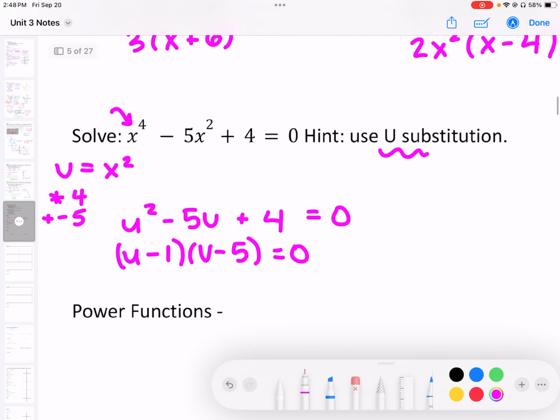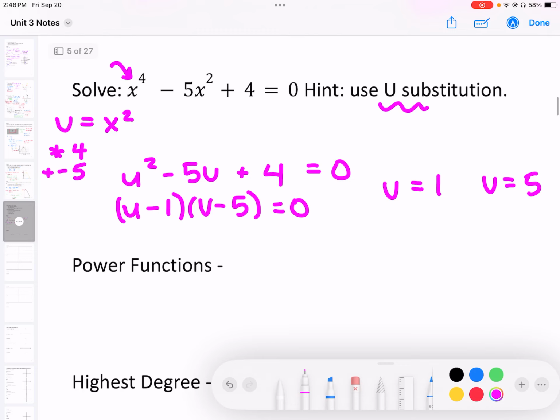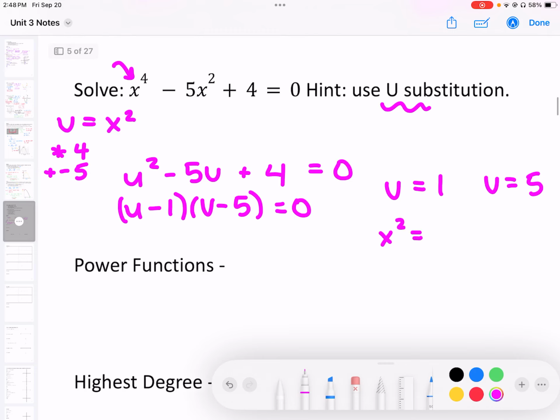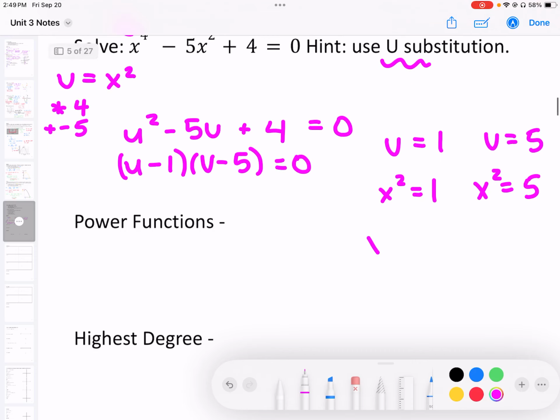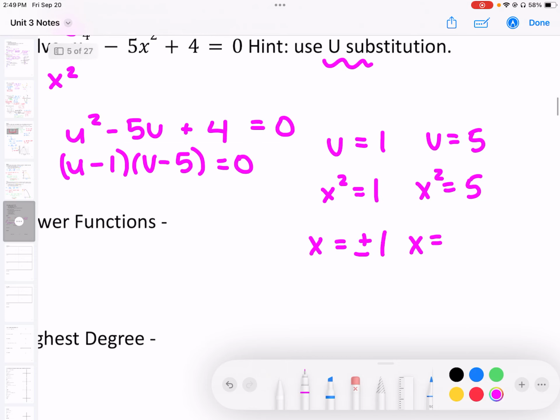So now I have u equals 1 and u equals 5, keeping in mind that this is actually x squared equals 1 and x squared equals 5. So x is equal to plus minus 1 and x equals the square root of 5, keeping in mind it's a plus and a minus. Okay.